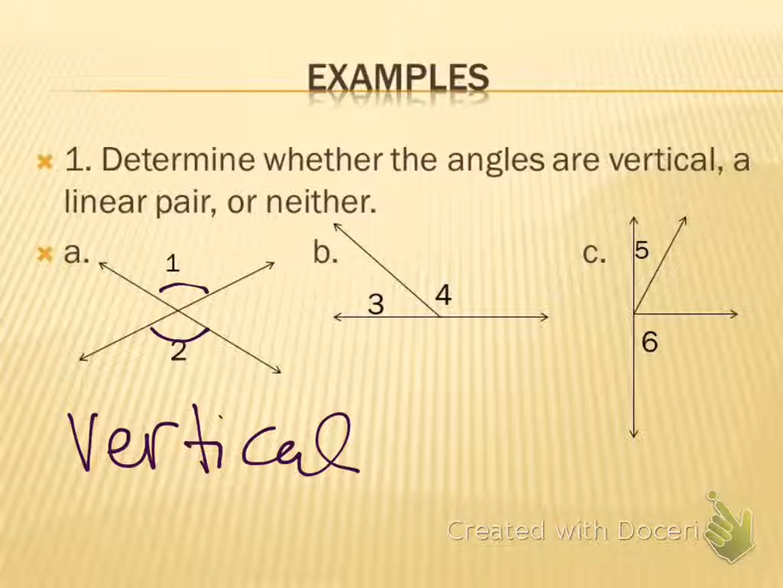All right, part B. Notice, what do they form when you put them together? A straight line. And they're adjacent to one another. So they are a linear pair. Good.